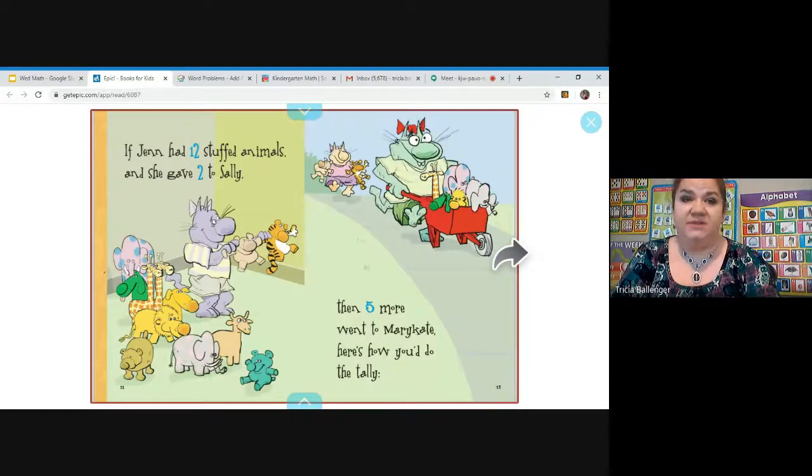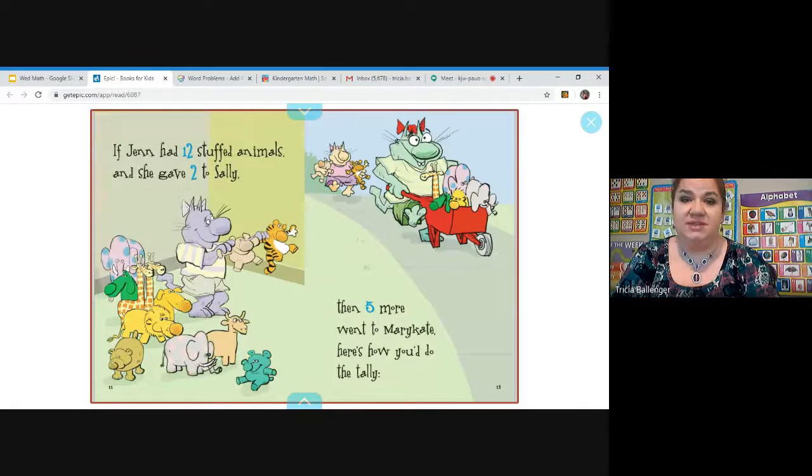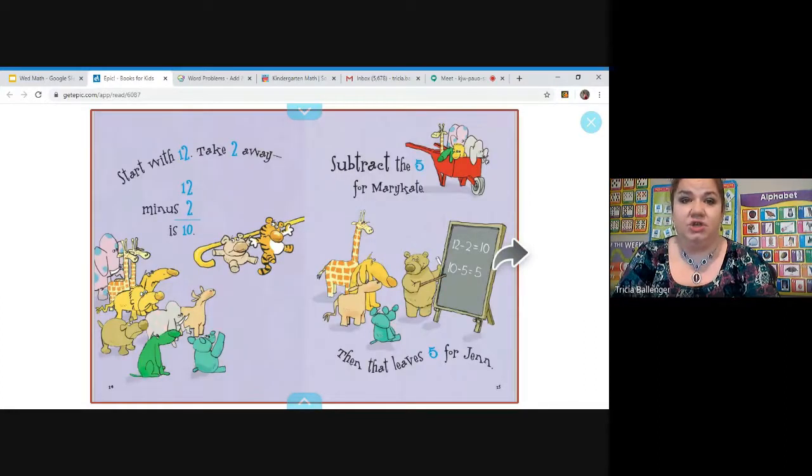If Jen had 12 stuffed animals and she gave 2 to Sally, then 5 more went to Mary Kate. Here's how you do the tally. Start with 12 and take away 2. 12 minus 2 is 10. Subtract the 5 for Mary Kate. 10 minus 5 equals 5. That then leaves 5 for Jen.